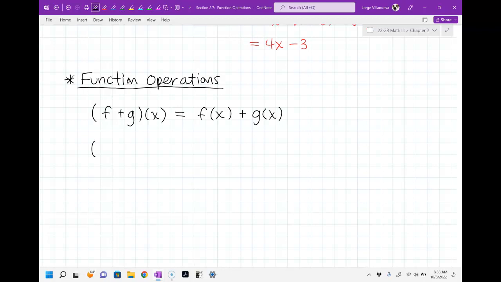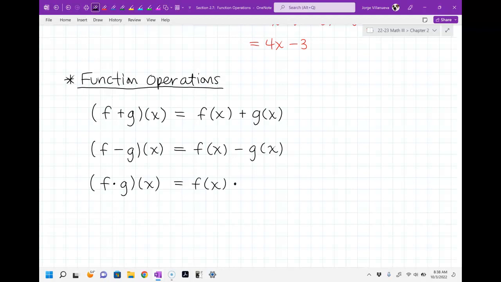Now, if they want you to subtract, they'll use f minus g of x, so it would be f of x minus g of x. And then to multiply, you'll see f, and either they're going to put a little dot next to it like this, or sometimes they don't put a dot. They just write fg of x. And that would be f of x times g of x.